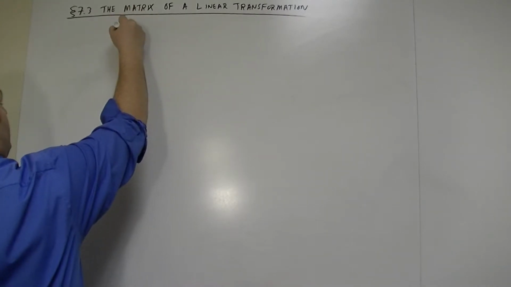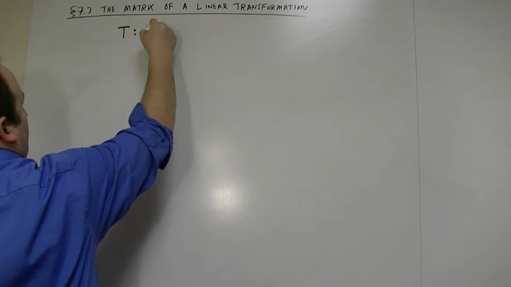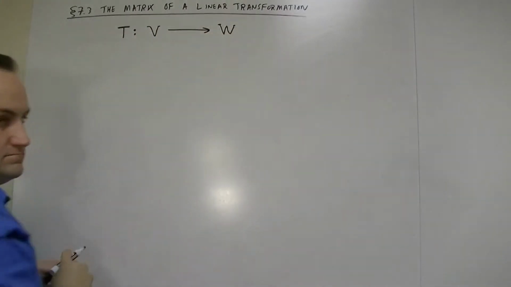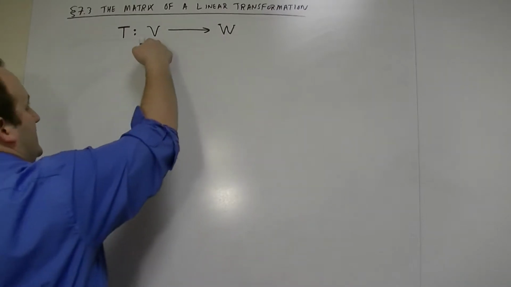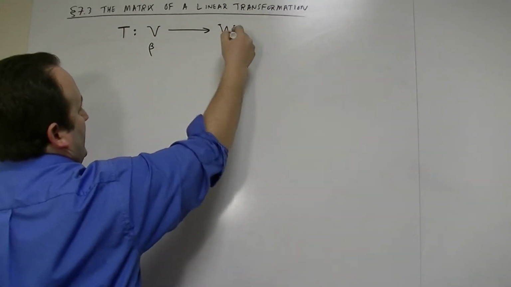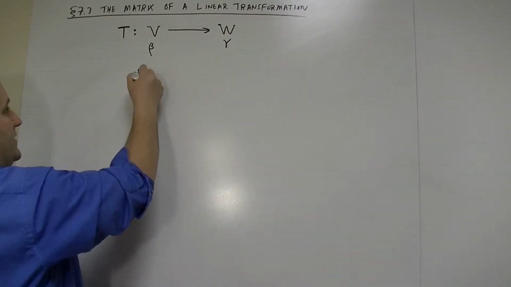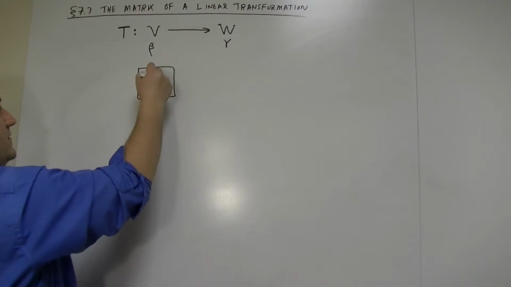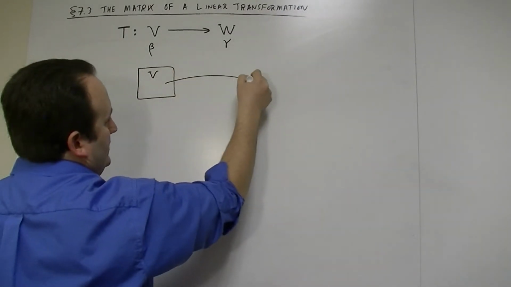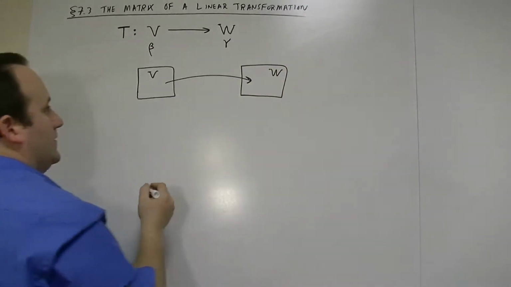All right, so suppose you have a linear transformation. I use T in this section. So T from V to W, a linear transformation. And we're going to suppose that V has basis beta and W has basis gamma again. Now, basically, I can look at this picture and understand how to go. I've got V, T takes me over here to W.